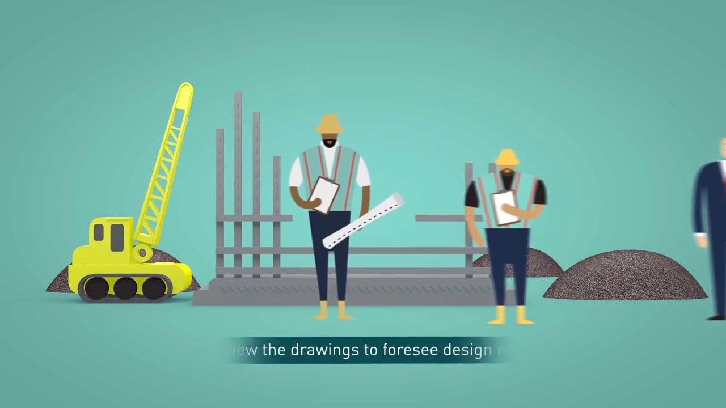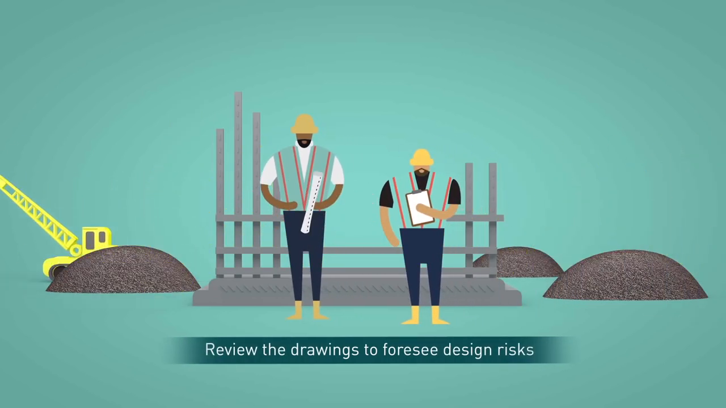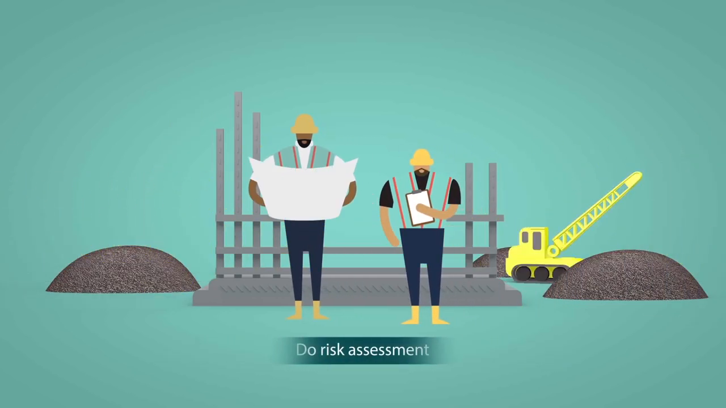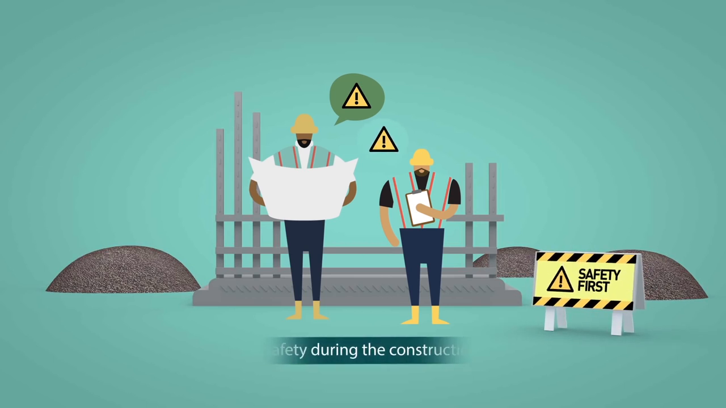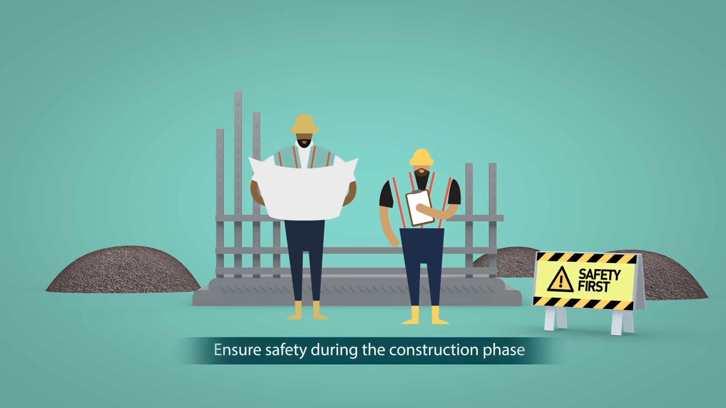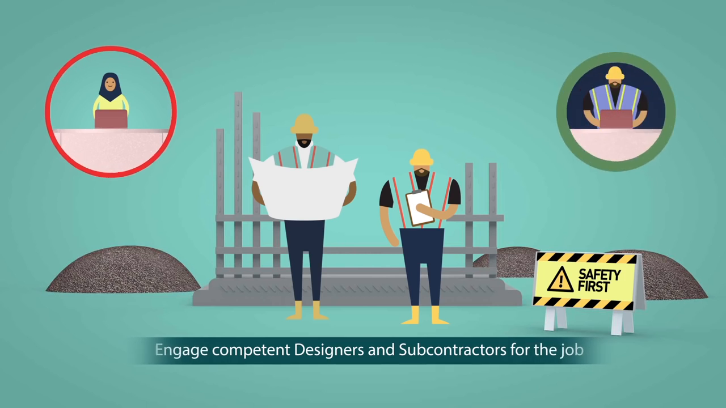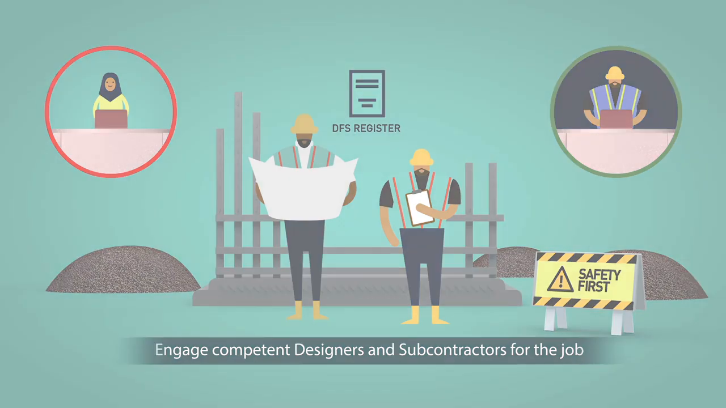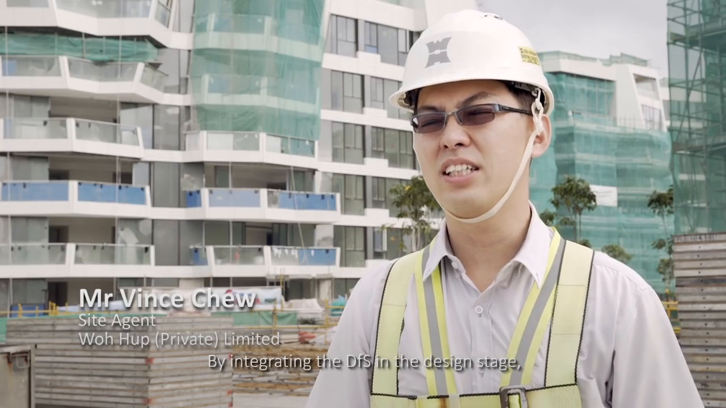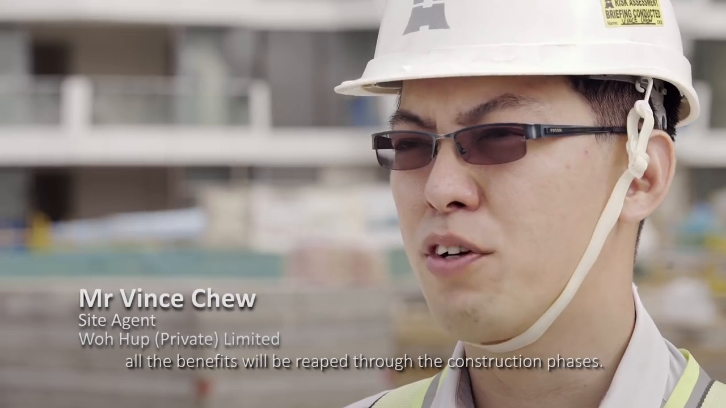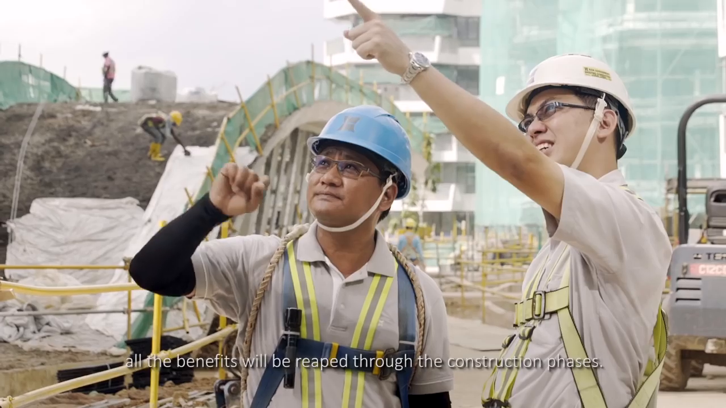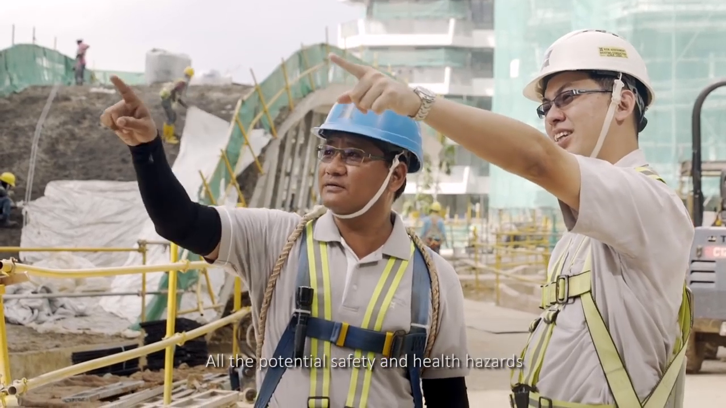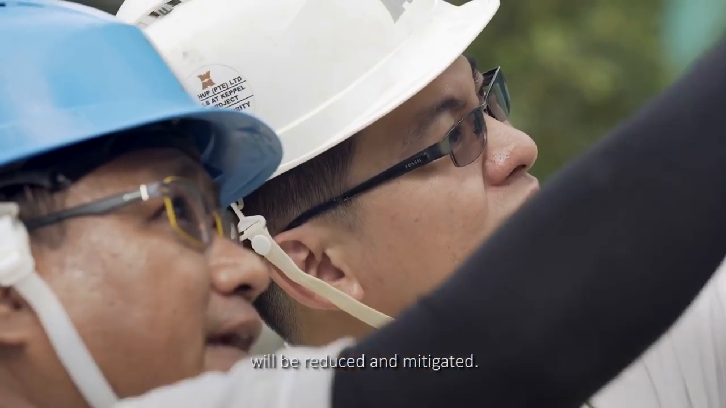The contractor reviews the drawings to look into the foreseeable design risks and carry out the risk assessment to ensure that the risks can be mitigated. It is important that he engages competent designers and subcontractors for the job. He also has to provide relevant information to the people he engages. By integrating the DFS in the design stage, all the benefit will be reaped through the construction phases. All the potential safety and health hazard will be reduced and mitigated.